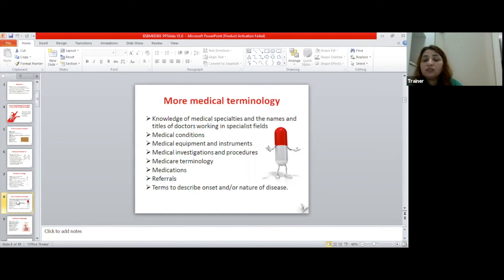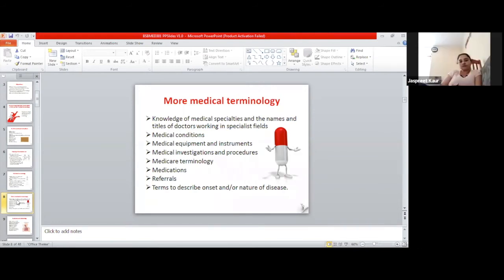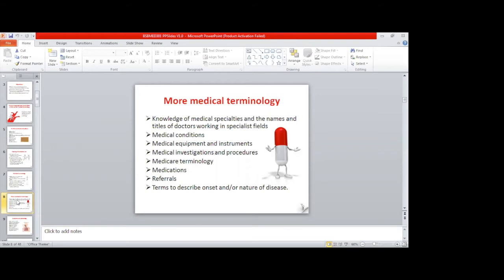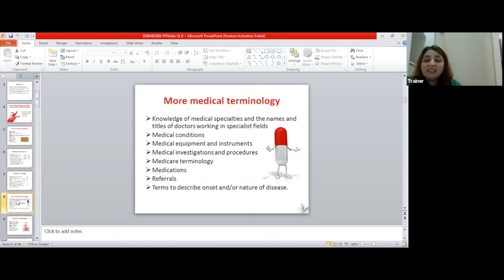Medications. Since you're not going to be doing medications, you don't have to worry too much about medical terminology related to medication, because it's a whole lot of separate terminologies. For example, if your client's note says OD, it means once a day. BD, B for Bob, means twice a day. TID means three times a day.